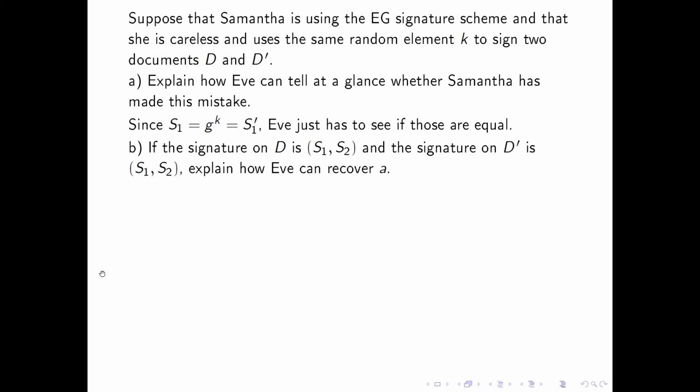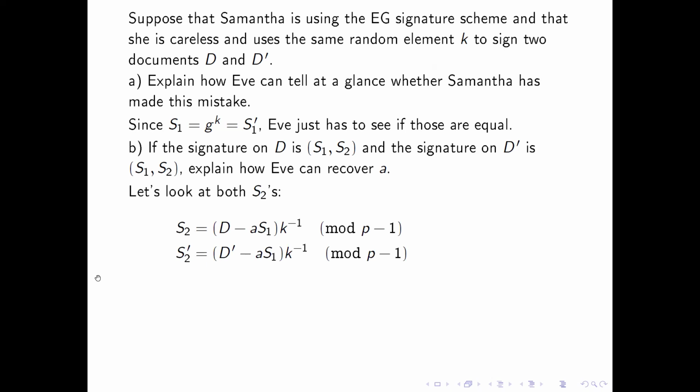She can recover the actual secret A, not just K. She can get K and A if you do this. So it doesn't just compromise the signature, it compromises the entire system. So if Samantha does this, this is really bad.